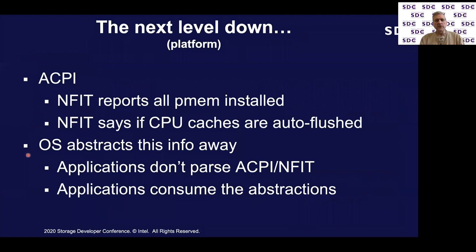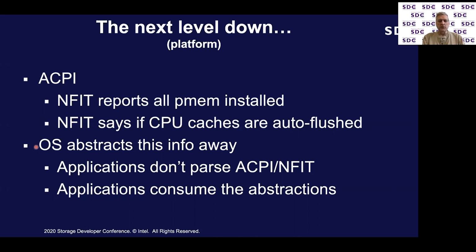Going down to the next level, at the platform level, like I said, we modified ACPI. We created a table in ACPI 6.0 called the NFIT, the NVDIMM Firmware Interface Table, that reports all of the persistent memory installed in the system to the OS. At the time, we also added a flag that tells the OS if the CPU caches are automatically flushed on power loss. That flag has been there for years now.